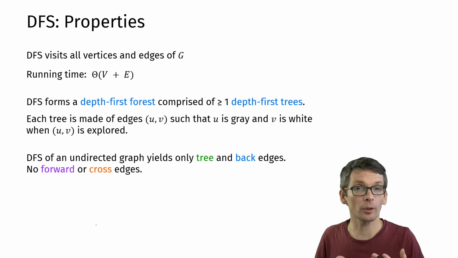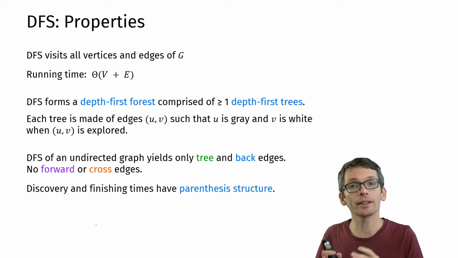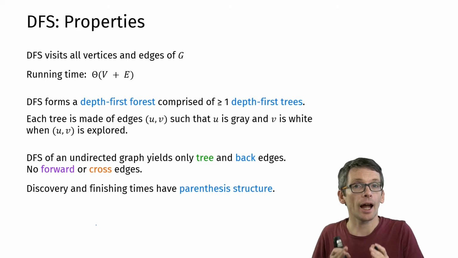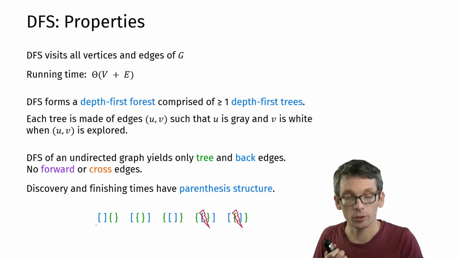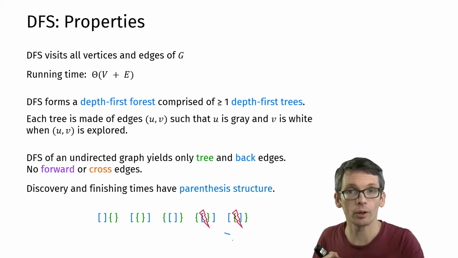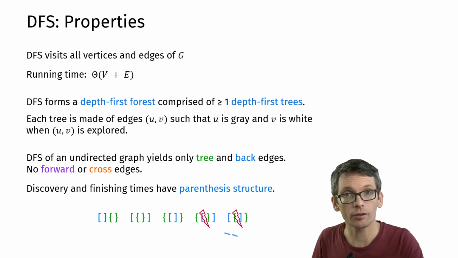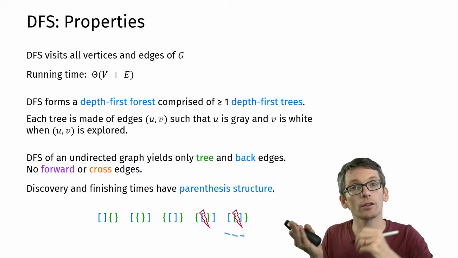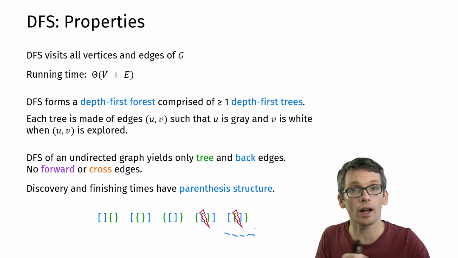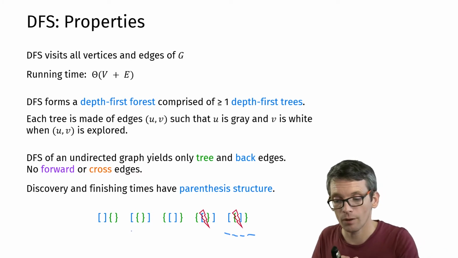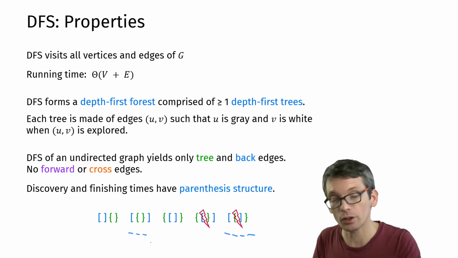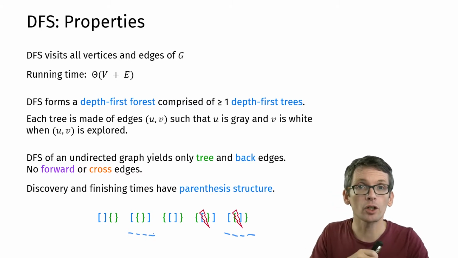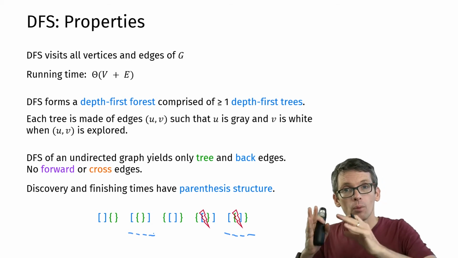Another property that we're going to explore in more detail in a moment is that discovery and finishing times have parentheses structure. So what does that mean? It means that the following cannot occur. It cannot happen that I discover a vertex, I discover another vertex, now I finish the first vertex, and only then I finish the other vertex. That cannot happen. If I discover a vertex and then discover another vertex, then I first need to finish that other vertex before I can finish my first vertex. More about that in a moment.